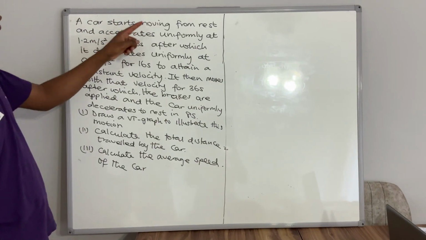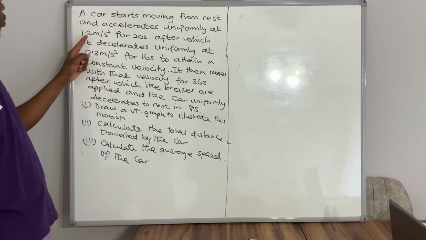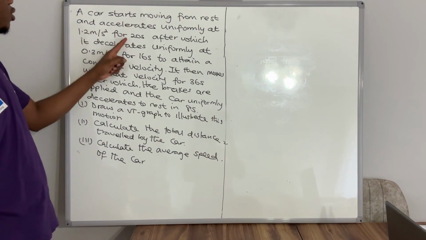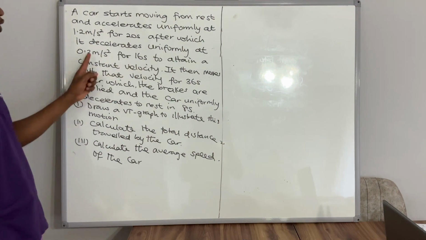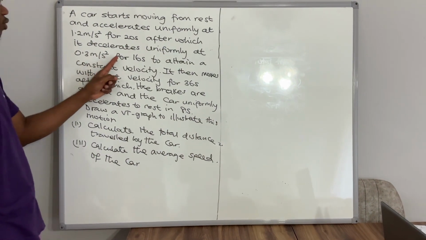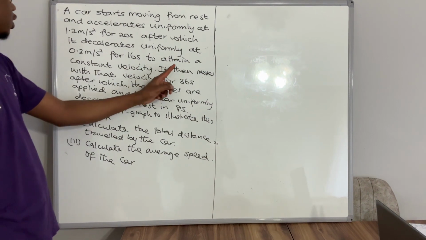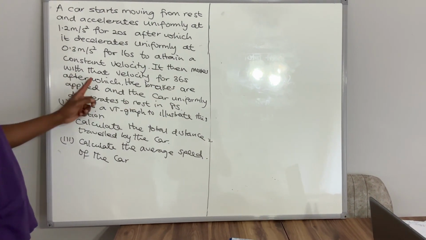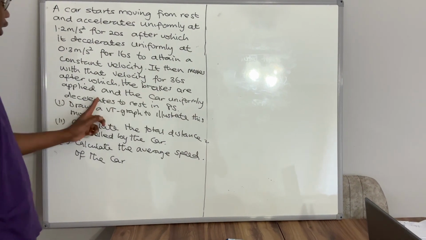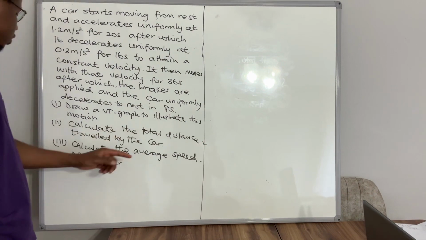A car starts moving from rest and accelerates uniformly at 1.2 meters per second squared for 20 seconds, after which it decelerates uniformly at 0.3 meters per second squared for 16 seconds to attain a constant velocity. It then moves with that velocity for 36 seconds, after which the brakes are applied and the car uniformly decelerates to rest in 8 seconds.